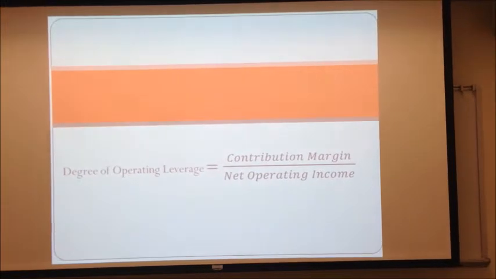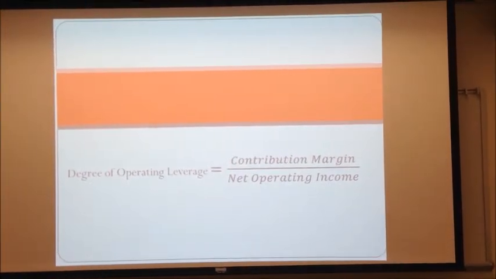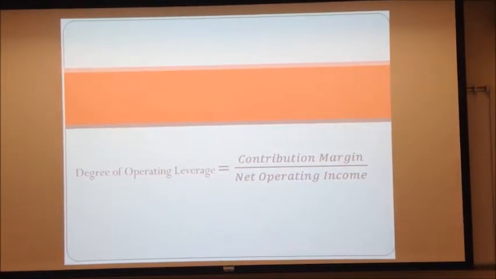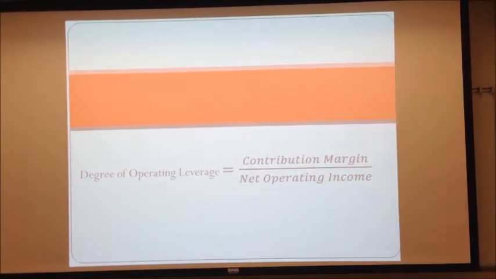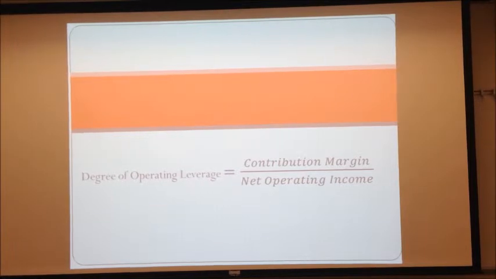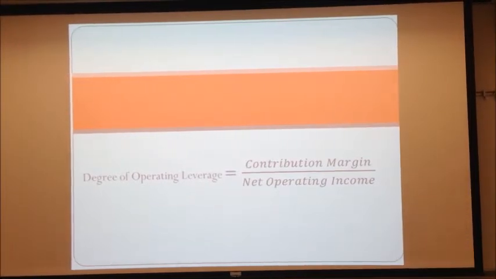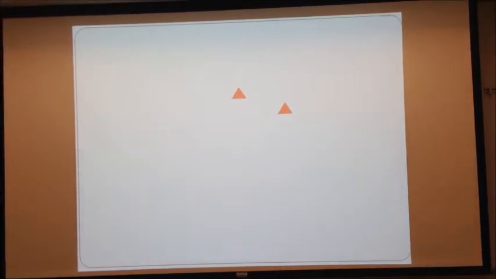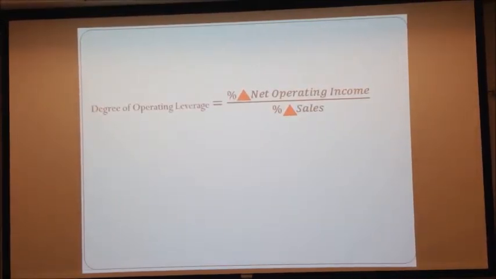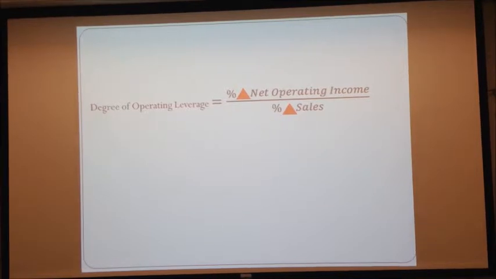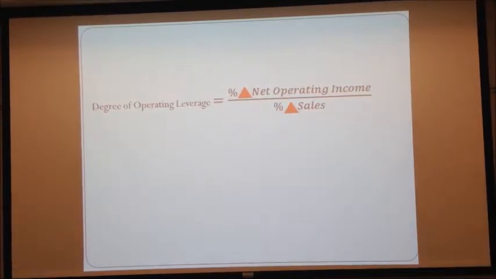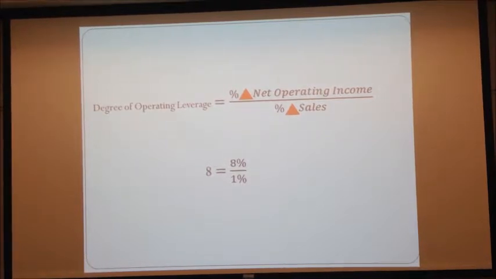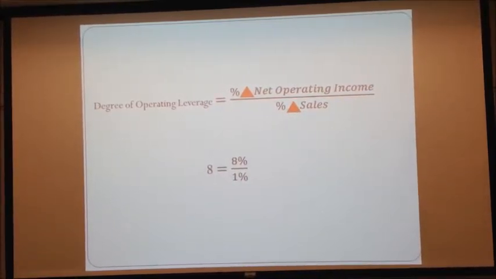Although the degree of operating leverage is calculated by taking the contribution margin and dividing it by net operating income, it actually tells us something that may not immediately be noticeable through the formula. The DOL is also a numerical measure of the percentage change in net operating income given a 1% change in sales. Just like a fraction, it's easy as that.